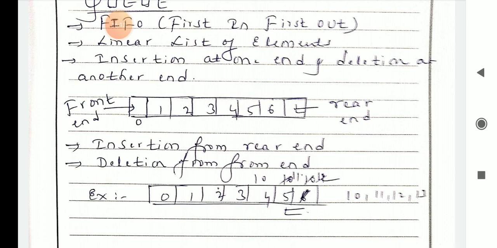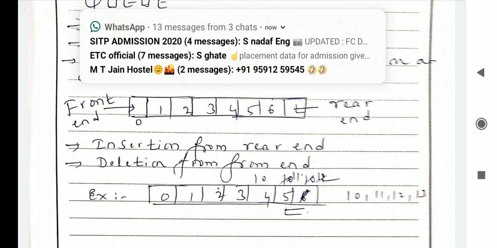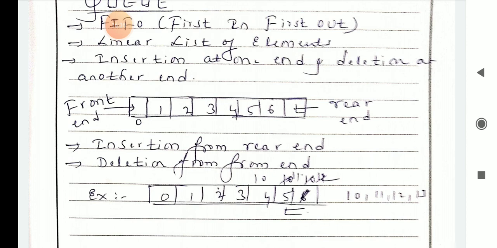Once I have that, next I will take my 11. But 11 will be entered at the rear, so 10 will be shifted towards the next location. Then 10 is in the second location and 11 is in the first position. In the same way, I will take the 12 value. That 12 is inserted at the rear, 11 will be shifted towards the second location, and 10 will be shifted to the third position. So like that, 10, 11 and 12 are my values in that queue.